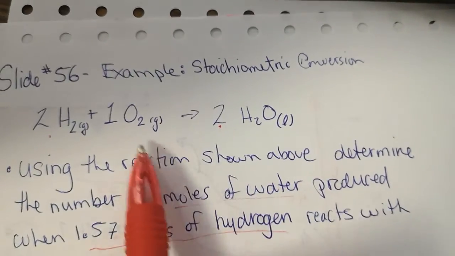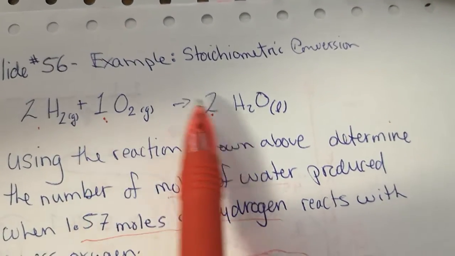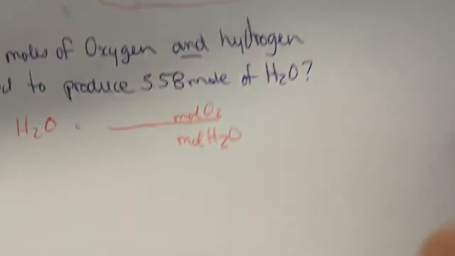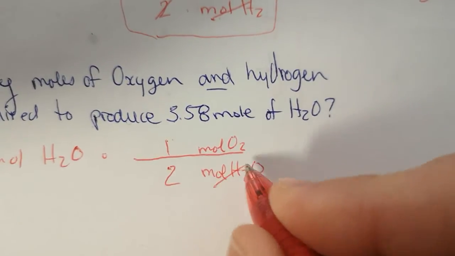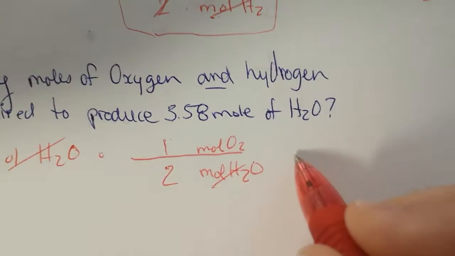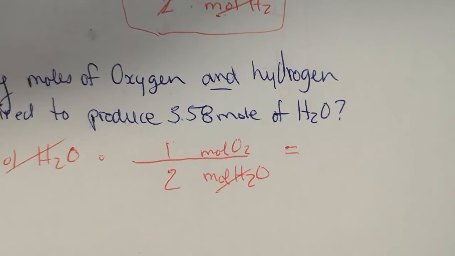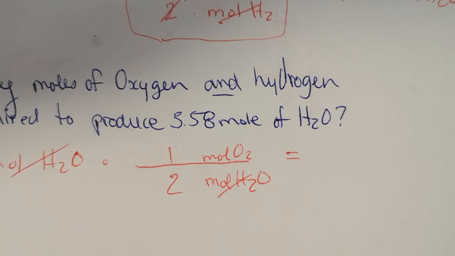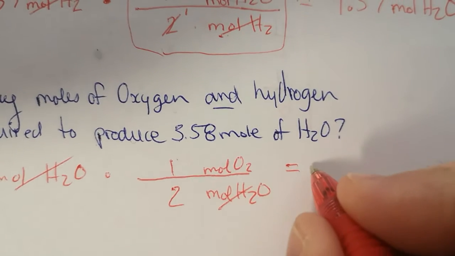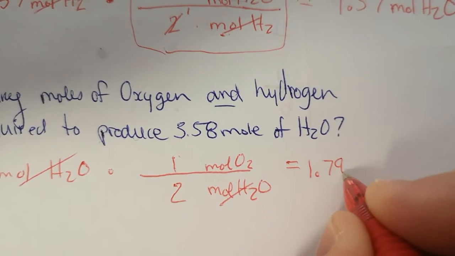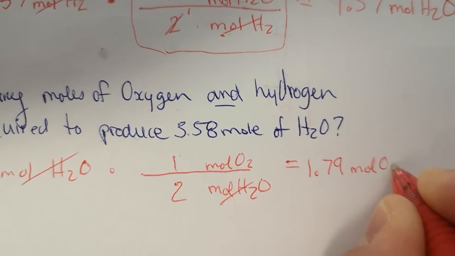In our balanced equation, 1 mole of oxygen is consumed for every 2 moles of water. Our units cancel. We get 1.79 moles of O2.